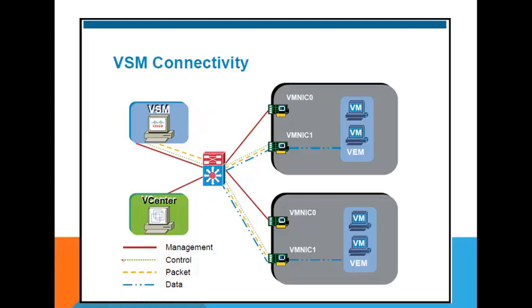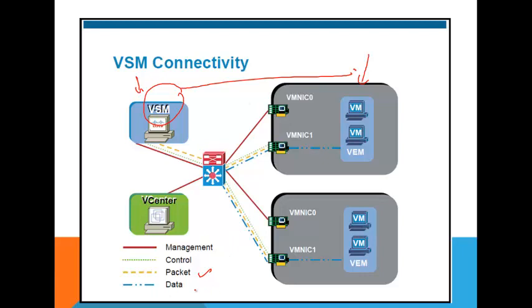Next is the control. The control is the one which goes between the VSM and VEMs. Between VSM and VEM goes the control traffic, which carries all the port profiles and so on that we configure on VSM. It is given as control traffic to the VEMs. Packet is nothing but some management traffic like CDP and so on. They are also sent between VSM and VEMs, but as separate traffic called packet.